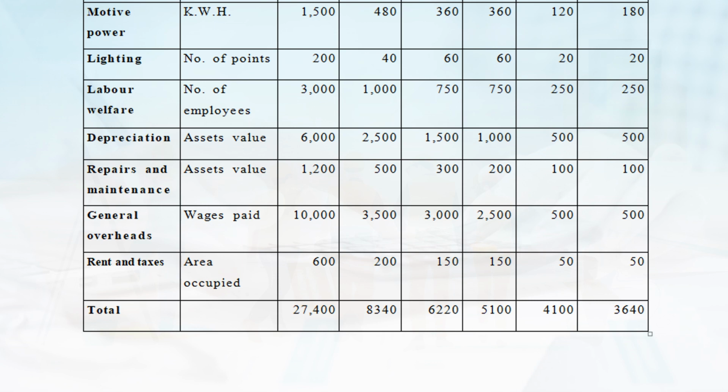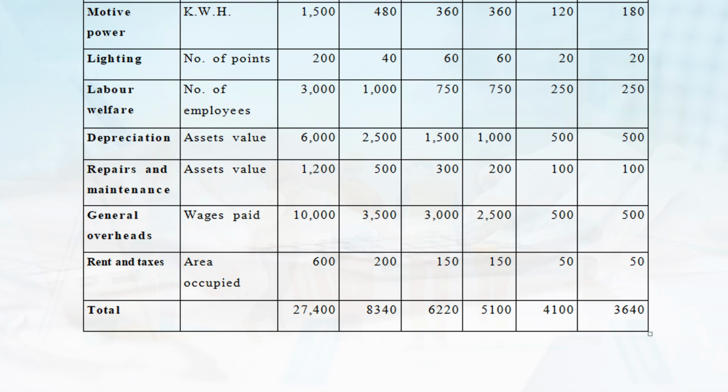Depreciation amount is to be allocated based on asset value. Total amount of depreciation given is rupees 6,000. For production department A, amount comes to rupees 2,500. For production department B, it is rupees 1,500. For production department C, it is rupees 1,000, and for service department X and Y, it is rupees 500 each respectively.